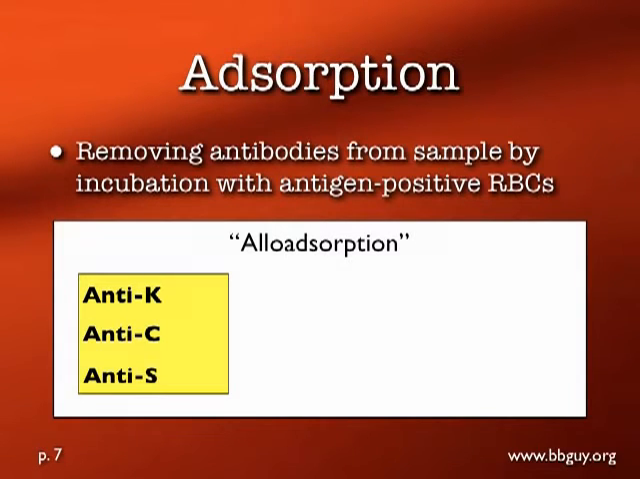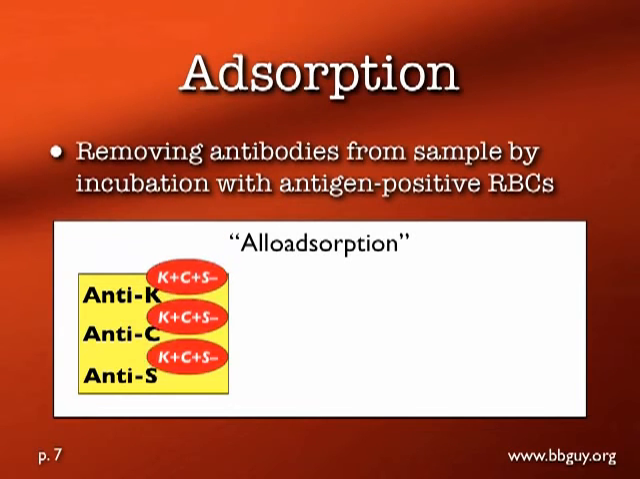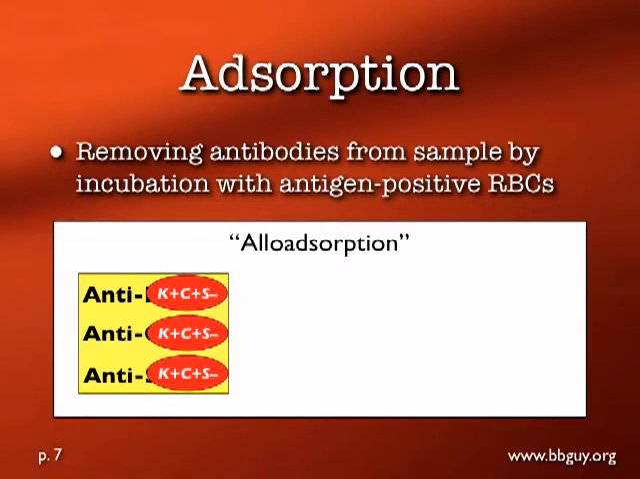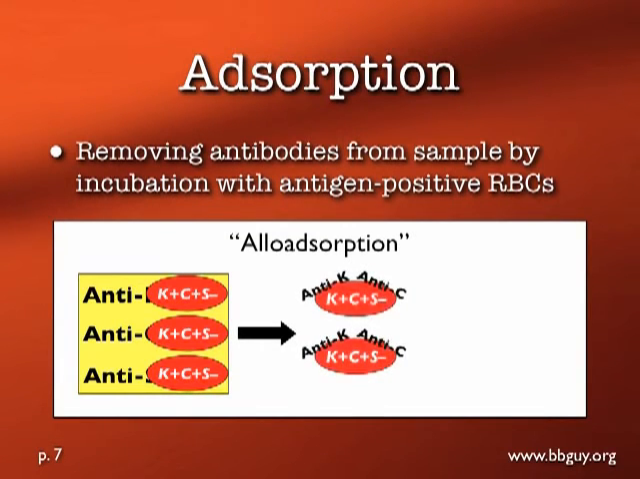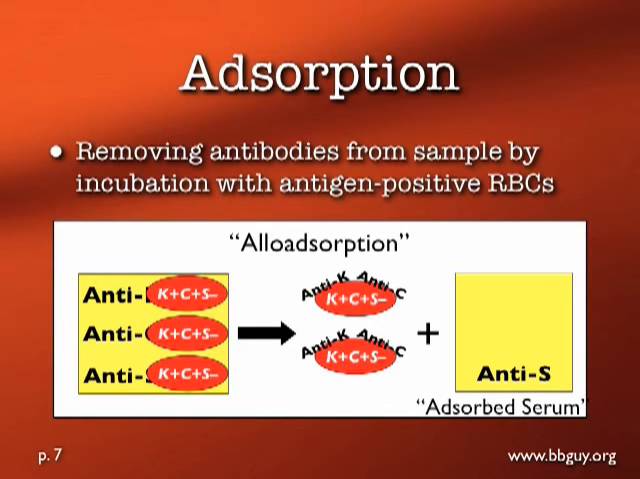Well, one of the ways that we can do that, again, is to throw in some red cells that are specific. In other words, in this case, throw in big K positive, big C positive, but big S negative red cells. Same principle with adsorption. You would expect those red cells to adsorb or soak up the anti-big K and the anti-big C and leave behind a sample that has the anti-big S. And you can then test that adsorbed serum and determine that that anti-big S is there.